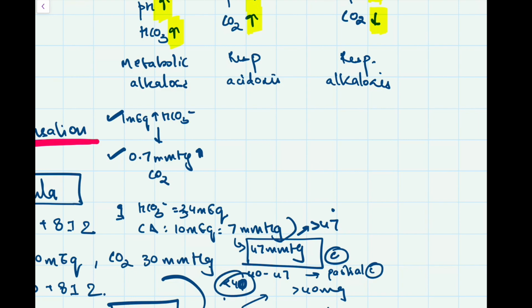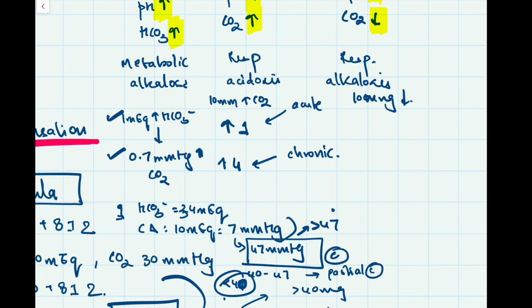The compensation factor in respiratory acidosis and alkalosis depends upon whether the condition is acute or chronic, right? So here, for a 10 mm increase in CO2, in acute cases the bicarbonate should increase by 1, and in chronic cases it should increase by 4. While in respiratory alkalosis, for a 10 mm decline in CO2, the bicarbonate decreases by 2 in acute cases and by 5 in chronic cases.